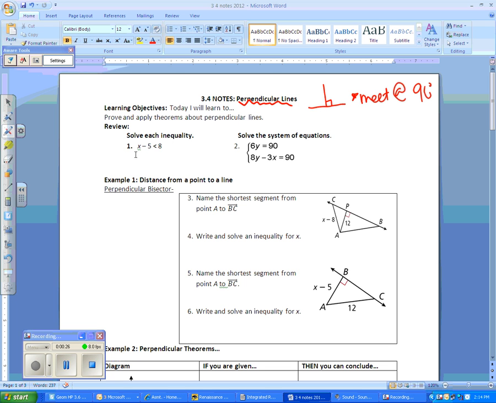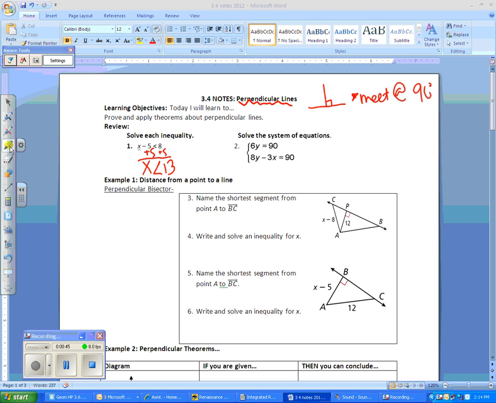a second number 1 and number 2. Number 1, it says solve each inequality. So remember, inequality means we have that less than or greater than sign. It says x minus 5 is less than 8. Well, to get x by itself, all we have to do is add 5 to both sides, just like we do in equations. So your final answer would be x is less than 13.